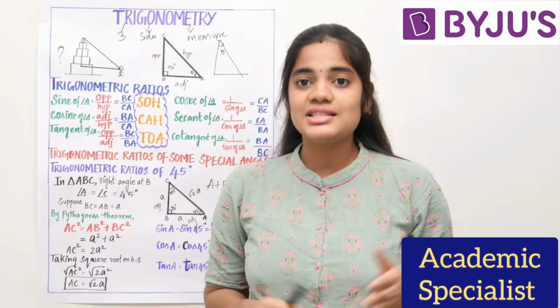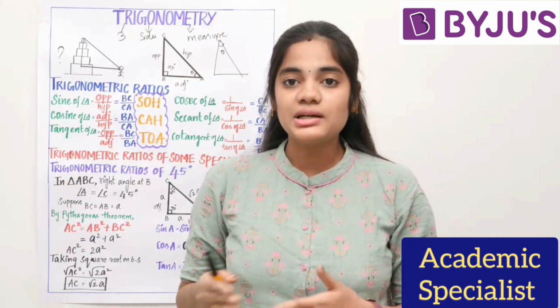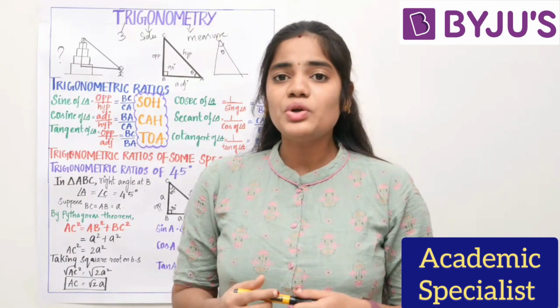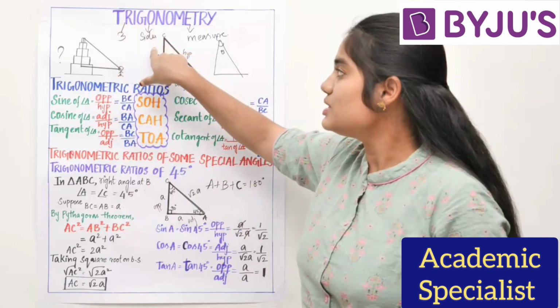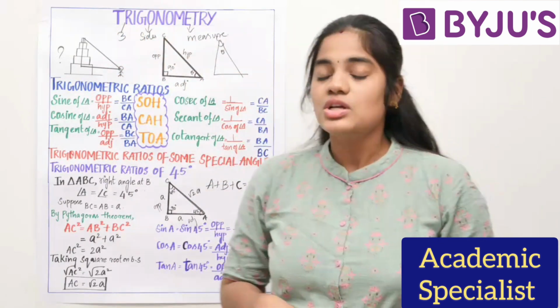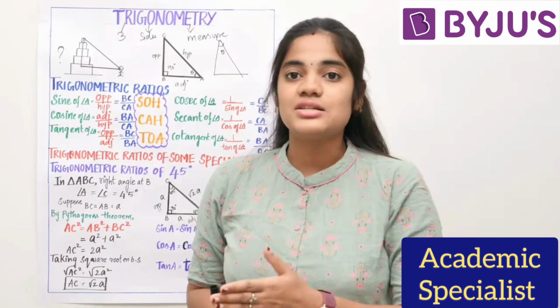topic of mathematics, that is trigonometry. So what is trigonometry and how is it applicable in real life? Let's see. Trigonometry is a Greek word: tri means three, gon means side, metry means measure. So measuring the three sides, that is a triangle. Measuring the triangle is trigonometry.